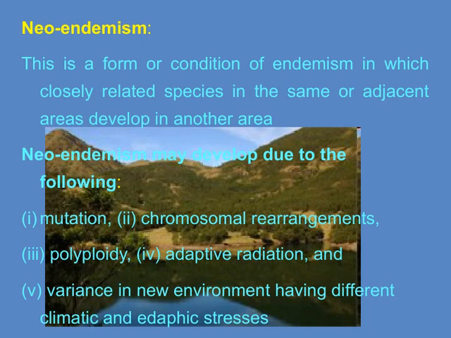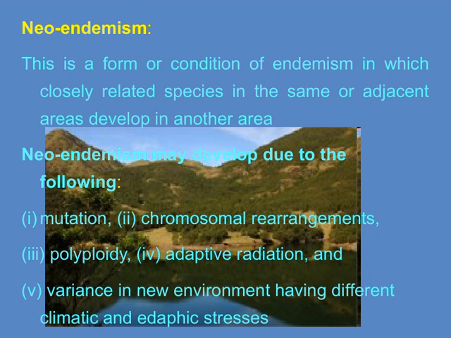Let's talk about neo-endemism, which is a specific type of endemism. Essentially, it describes situations where closely related species develop in the same or nearby areas, but in a different location from where they originally existed. This means that new species can emerge in close proximity to their ancestors, often in neighboring regions.